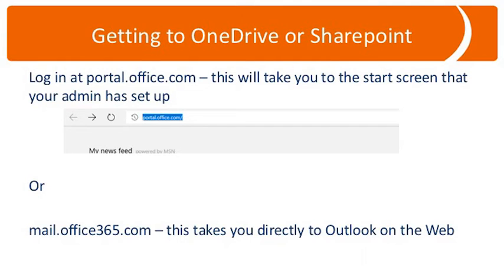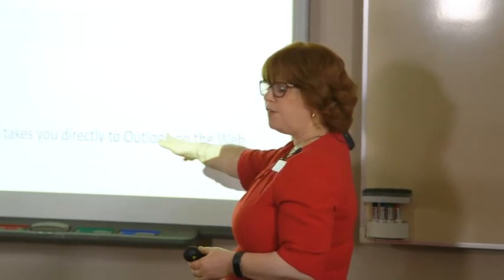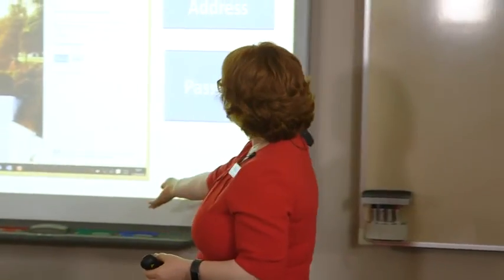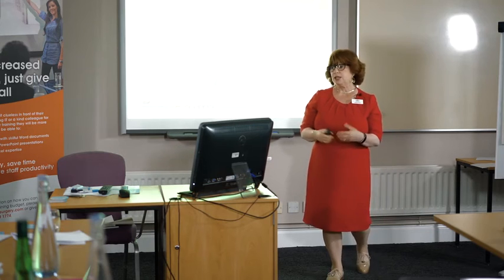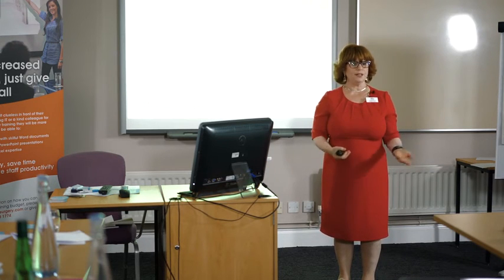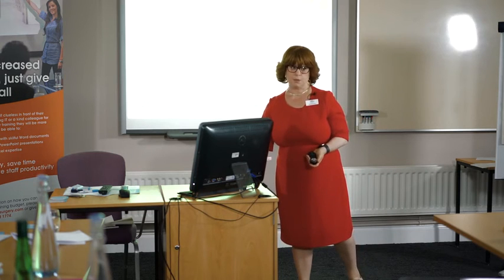We log into portal.office.com. That takes you to the start screen. And if you go to mail.office365.com, that just takes you to your online email. Once you get there, this is your login screen. It will ask you for your email address and your password. And in a large organisation, that will usually be the password that you've been given by your administrator when you joined. It may well be your Windows password as well.